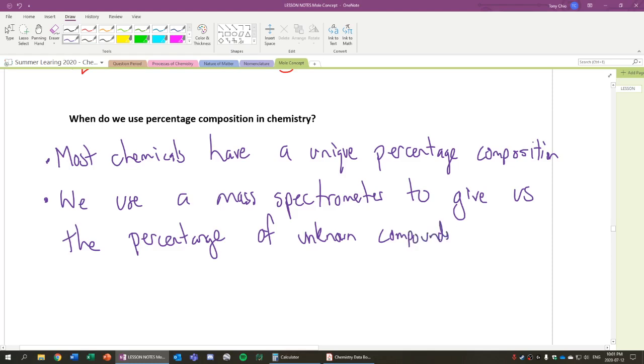Such as, for example, at airports, when they swab a bag, they're looking at the percentage composition of the different compounds on the bag. And sometimes they can link it to certain databases that might have explosives on it.